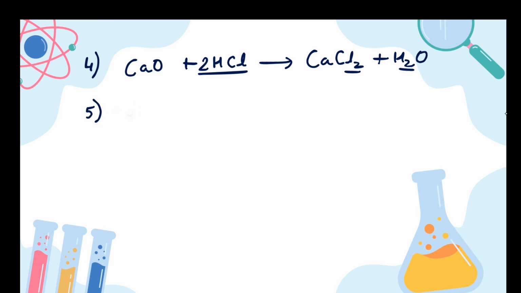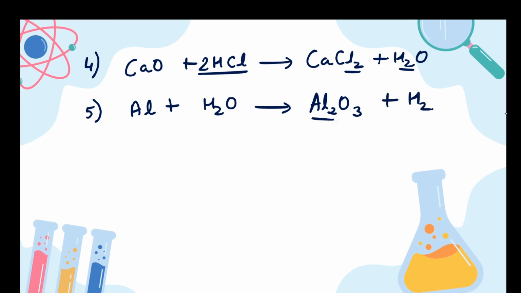Moving on to the fifth reaction, we have aluminium reacting with water forming aluminium oxide and hydrogen. Now your aluminium is how much? 2. So we will add 2 in front of aluminium to balance our aluminium atom. Oxygen is 3. So we place 3 in front of water to balance our oxygen.